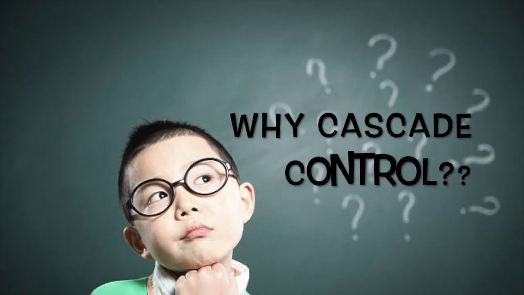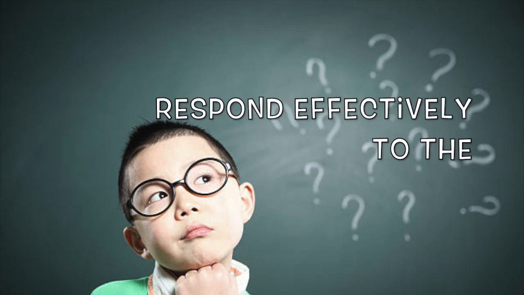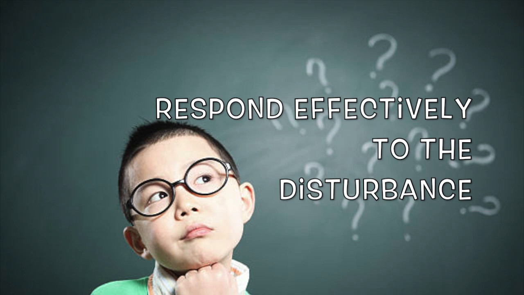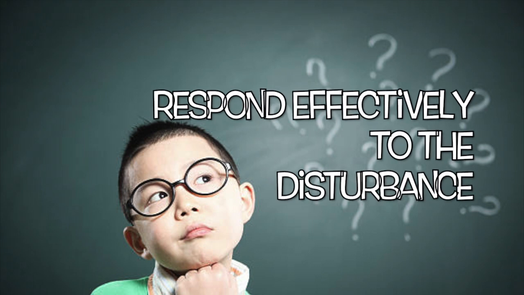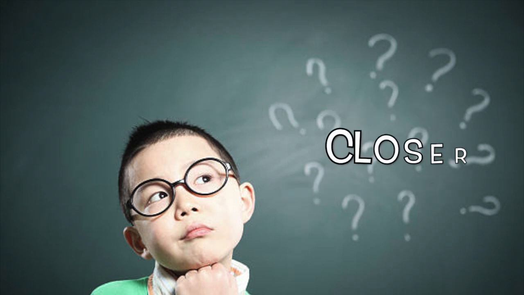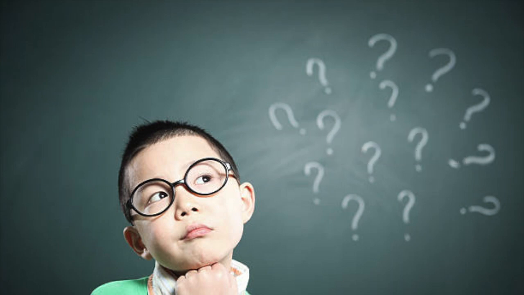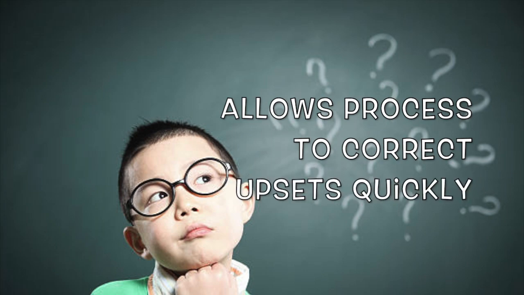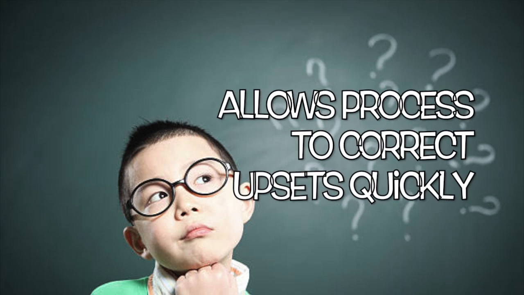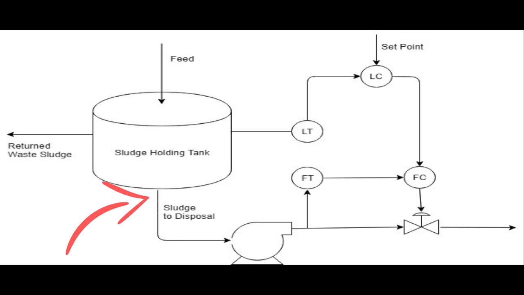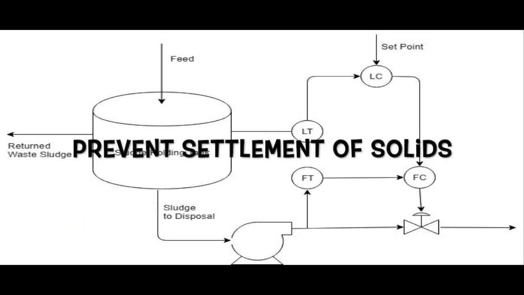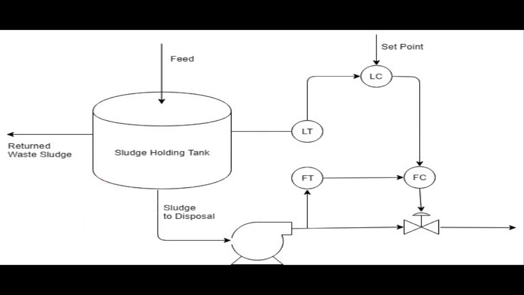The advantages of this process control: by using cascade control, it will respond faster and more effectively to disturbances. It is because the inner loop is both closer to the source of the disturbance and faster than the outer loop. This combination allows the process upset to be corrected more quickly. Besides that, the reason why the outlet of the sludge to disposal is at the bottom of the tank is to prevent the settlement of solids in the tank.